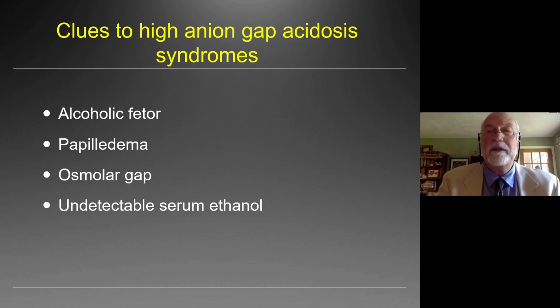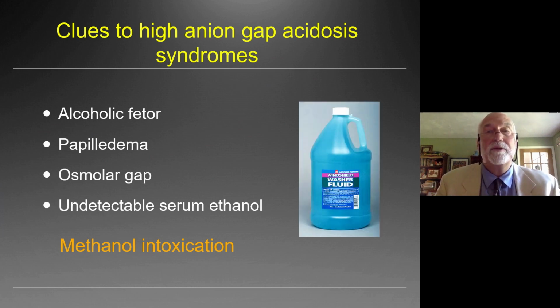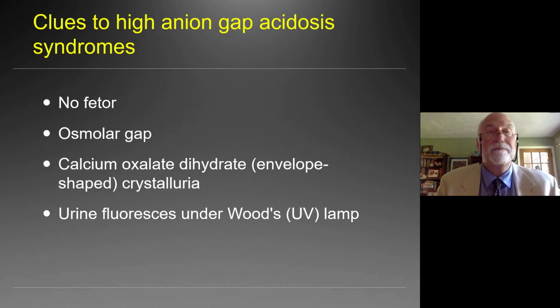So if you're confronted with a patient that has a variety of these symptoms, let's go through some of their common clinical presentations. If you have a patient with a high anion gap acidosis, smells like alcohol, has papilledema, also an osmolar gap, but no measured ethanol, one should think about methanol intoxication. The eye is unfortunately a common and severe target for the formaldehyde that's generated from methanol conversion by alcohol dehydrogenase. And this is where you might find it.